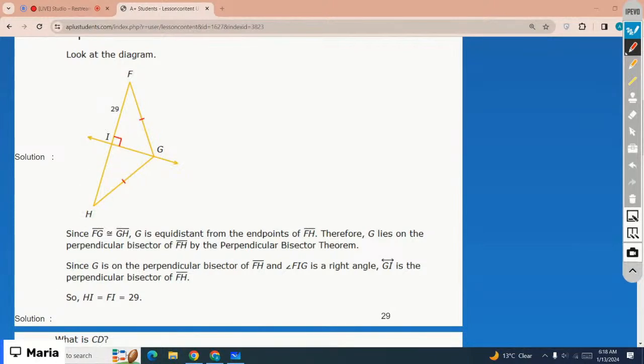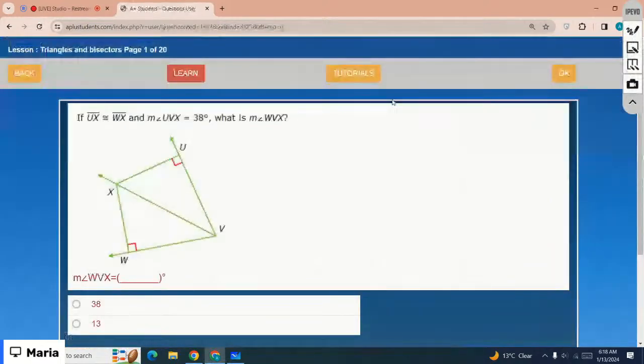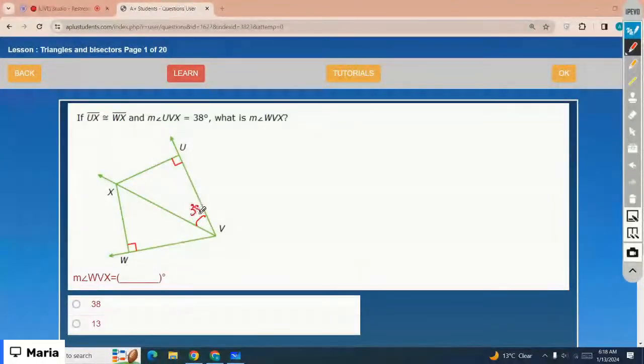Let's just start with the test questions, right? Okay, if UX and WX are equidistant and the measurement of angle UVX equals 38, hold on. The measurement of angle UVX is 38 degrees. What is the measurement of angle WVX? You need to find this one, right?